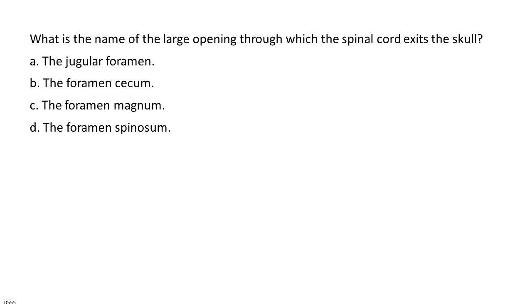What is the name of the large opening through which the spinal cord exits the skull? A. The jugular foramen. B. The foramen cecum. C. The foramen magnum. D. The foramen spinosum.